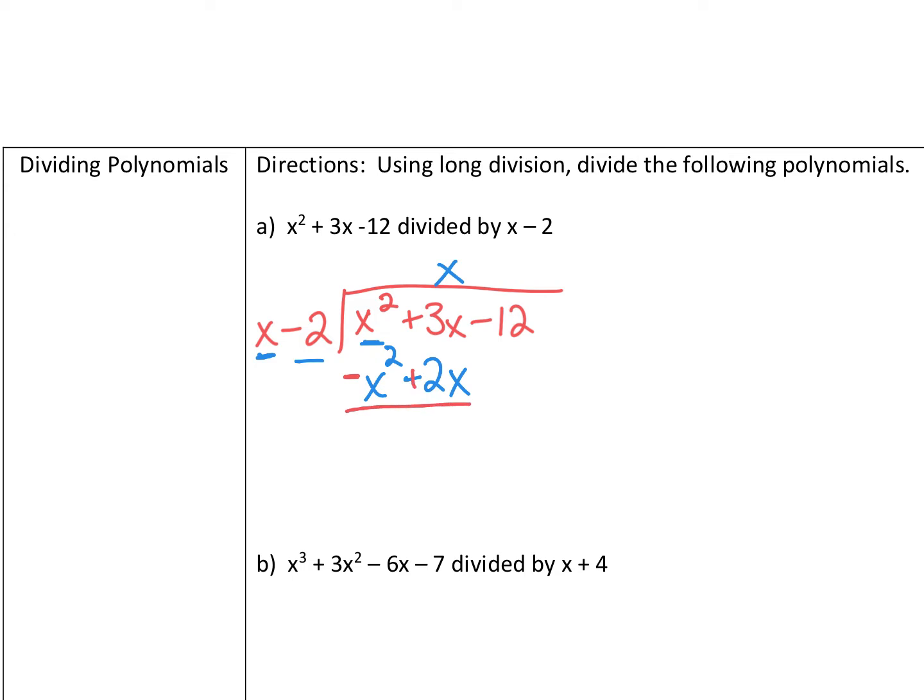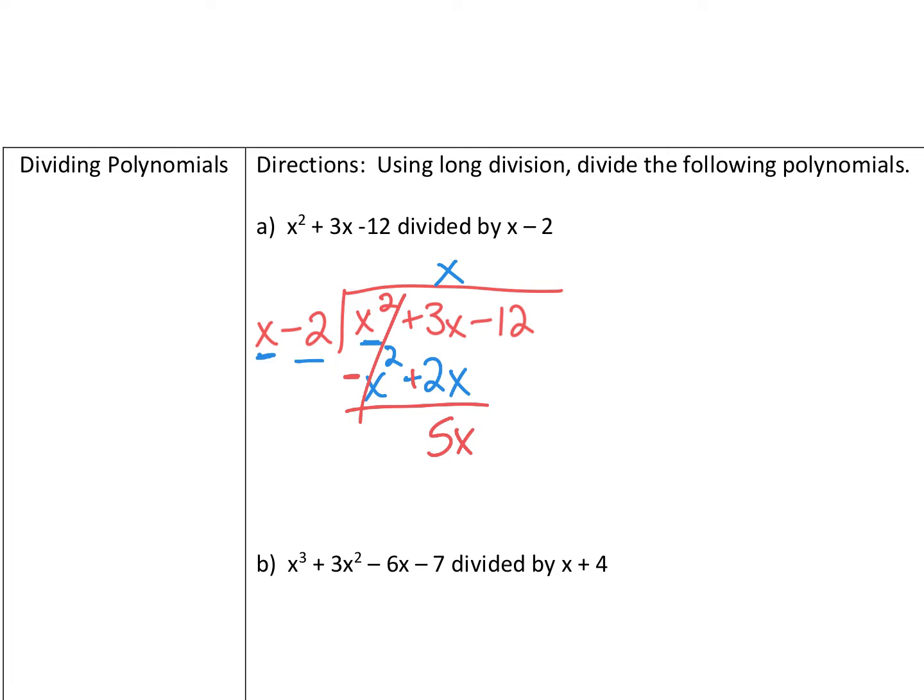When we do this now, x squared minus x squared is just going to cancel. Okay? Just going to cancel out. That's the whole point of this. We want that to happen. If that doesn't happen, we need to go back. And now we're just going to do 3x plus 2x, which is 5x.